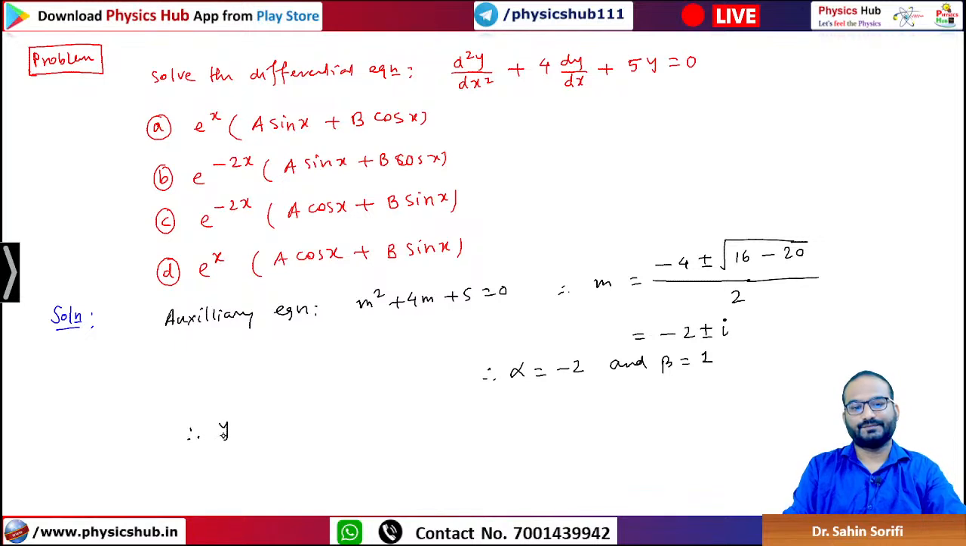Therefore the solution is e to the power alpha x, so e to the power minus 2x, a cos beta x, beta is 1, plus b sin beta x, that is matching with option C.